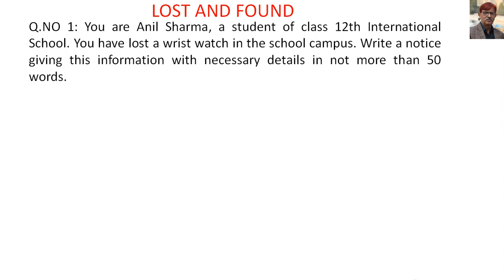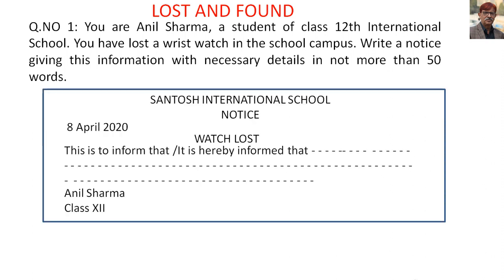Right? Now, the name of the school is given and you write the name of the school. As in the question it is written, in fact that was a mistake on my part. International School, write International School at the top. Suppose it had been Santosh International School, you could write Santosh International School. As told to you earlier, in the second line, write the word notice. Today's date, today is 8 April 2020. Write the date, don't use the word DATE, right? Write the date straight away.